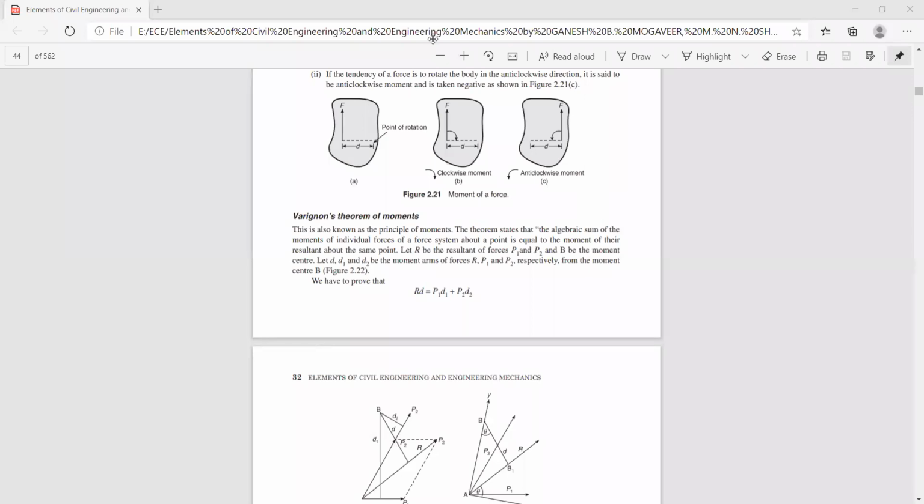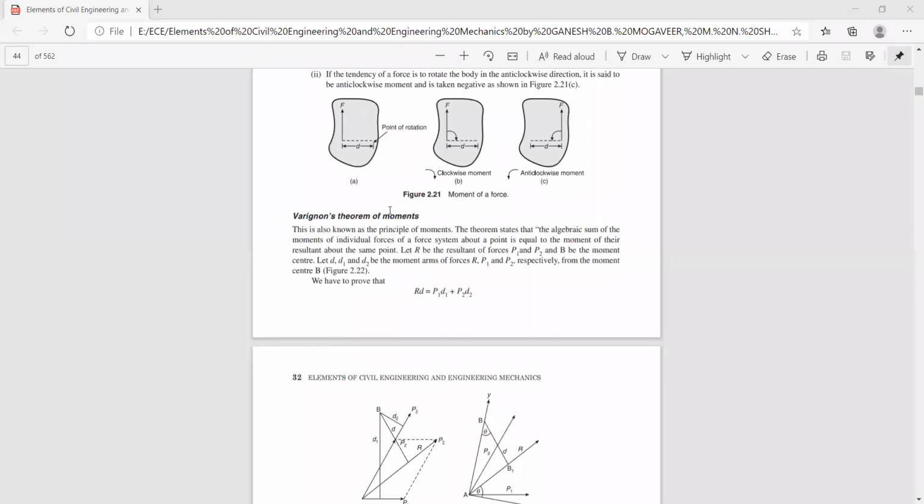Okay, fine. So, in the last class, we discussed the concept of work moment and also the definition of couple. And today, we shall discuss a very important theorem called Varignon's Theorem, or it's also called the principle of moments. This Varignon's Theorem is mainly based on the principle of moments.